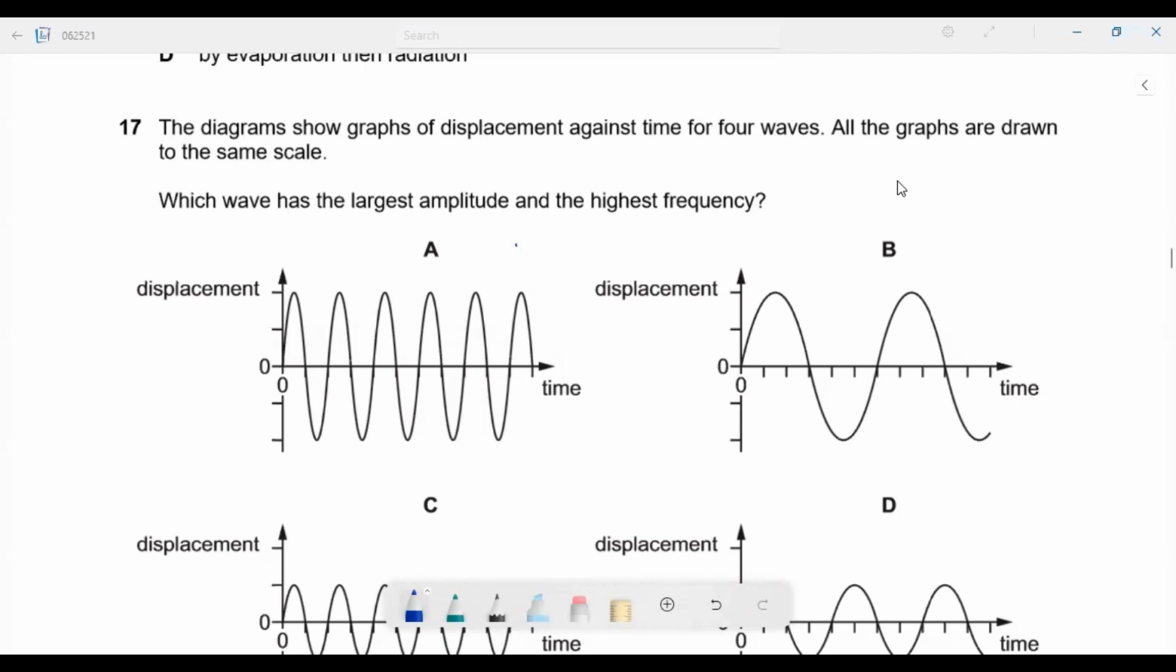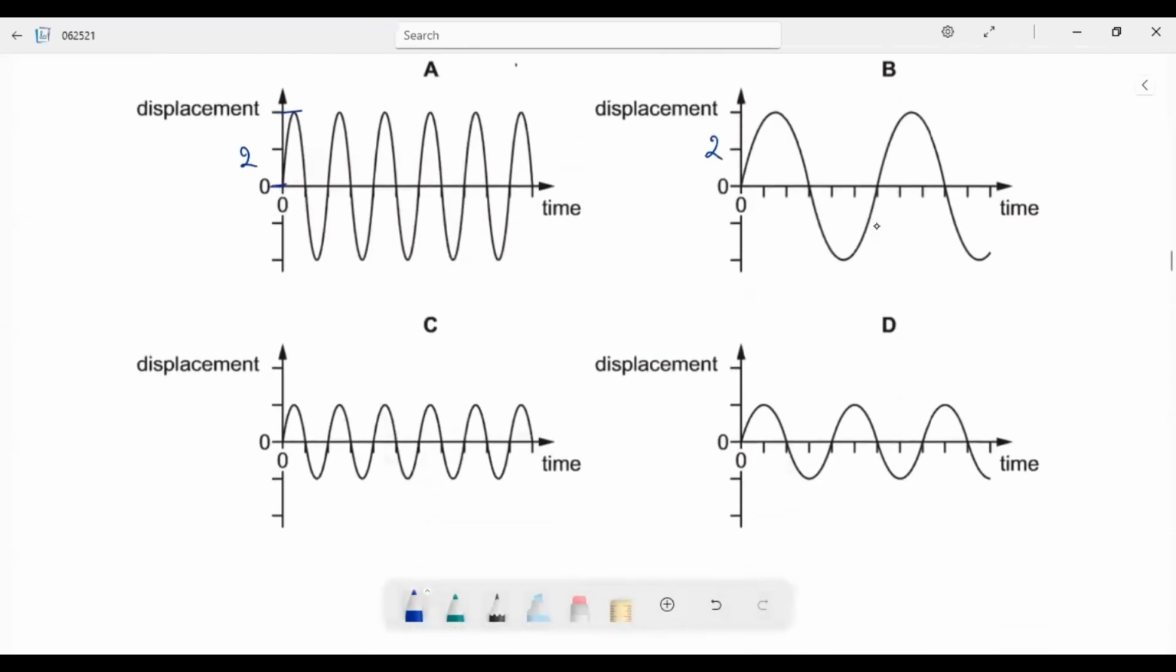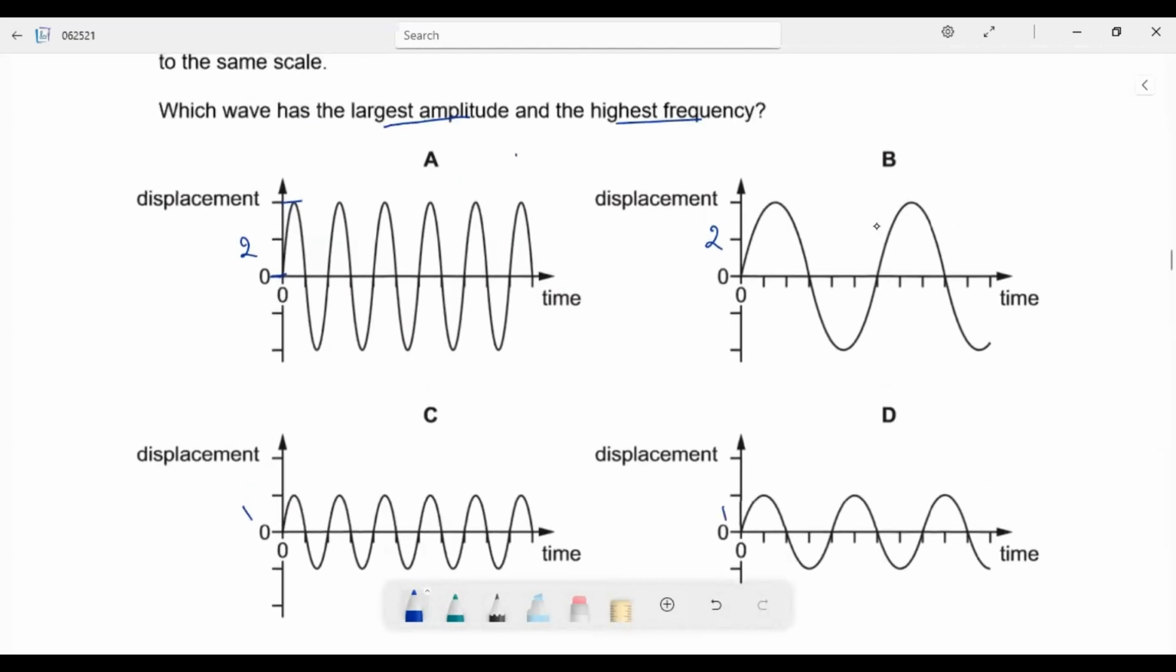Next, the diagram shows the graph of displacement against time for 4 waves. All the graphs are drawn to the same scale. Which wave has the largest amplitude and highest frequency? So amplitude means from the zero crossing point to the maximum displacement. For A, we can see it is 2 divisions. In the case of B, it is 2 divisions. C is just 1 division. D is 1 division. So we can assume that both A and B have the largest amplitude.